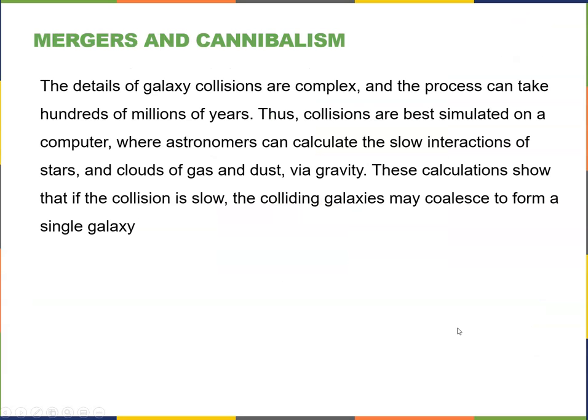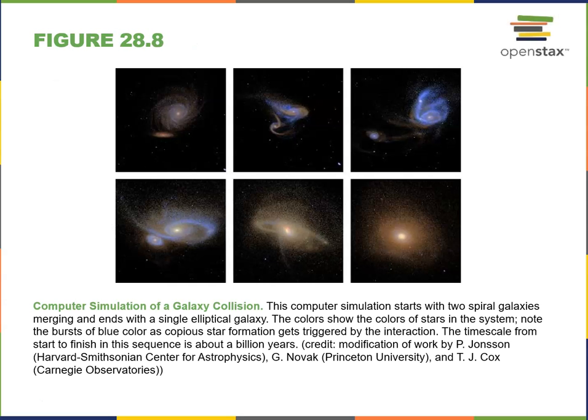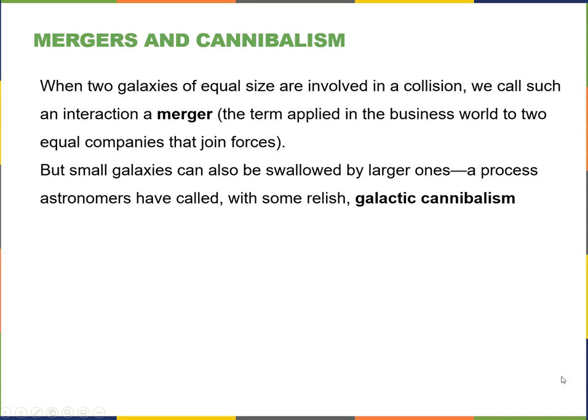So the process of galaxies colliding can take hundreds of millions of years. Thus, we can best study this with simulations on computers. So here we can see some computer simulations of galaxies colliding and merging, and this ends in a single galaxy being formed. So when two galaxies of the same size are involved in a collision, we call it a merger. It's the same term as you hear in the business world when two equal companies join forces.